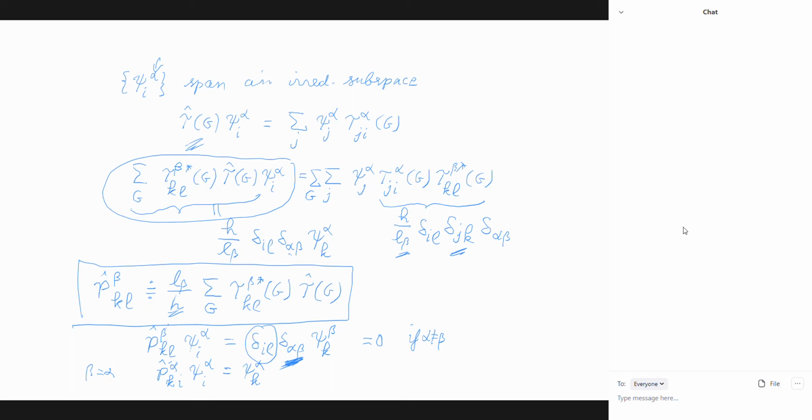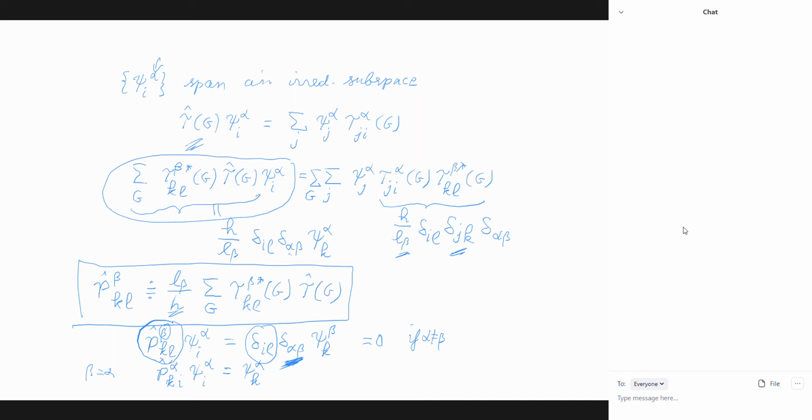So let's continue with this projection operator. As we said before, this projection operator picks up components of an arbitrary function. If we apply this projection operator to an arbitrary function, then it will pick up the components belonging to the representation beta, and also this label k and the l.